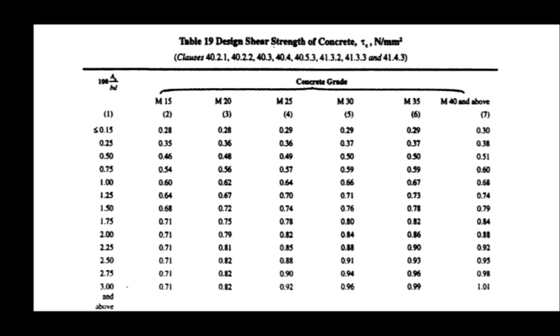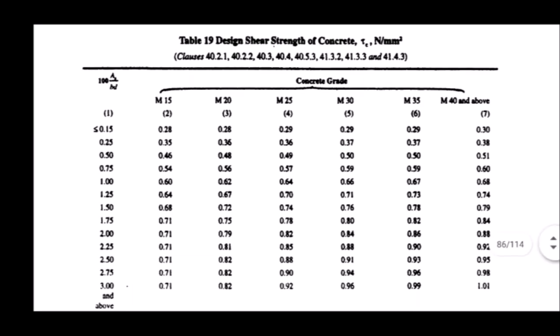So our percentage of steel in this case is 0.8. Here 0.8 is not given, you can see, but 0.75 is given and 1 is given. So we have to check with the help of grade of concrete, the shear strength of concrete, tau c. For 0.75 and M25 grade concrete, tau c is 0.57, and for 1% and M25 concrete, the value of tau c is 0.64. So the point is, it definitely lies between these two values, and again, like modification factor, we have to interpolate and find out the value of tau c for 0.8% of steel and M25 concrete.